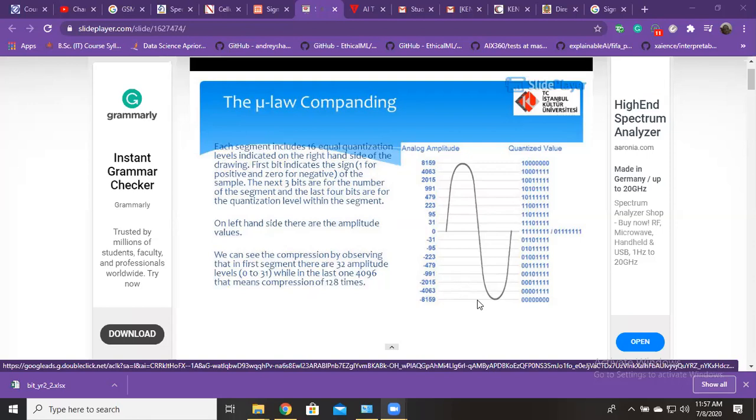The first bit indicates the sign of the sample, 1 for positive and 0 for negative. The next 3 bits are for the number of the segment and the last 4 bits are for the quantization level within the segment. On the left-hand side there are the amplitude values. We can see the compression by observing that in the first segment there are 32 amplitude levels, 0 to 31, while in the last one 4096, which means compression of 128 times.